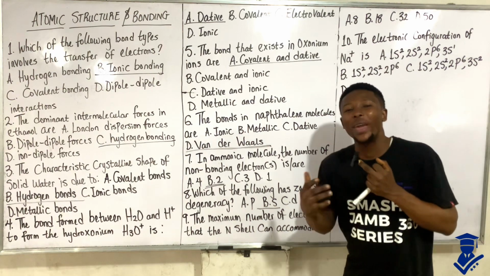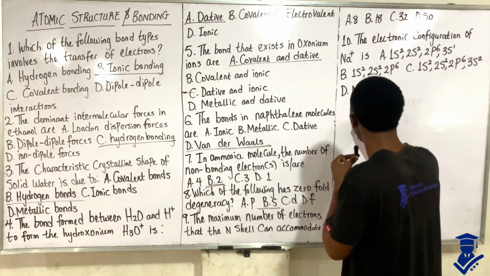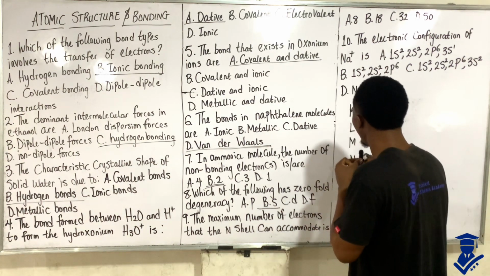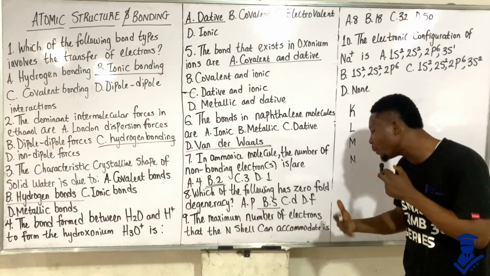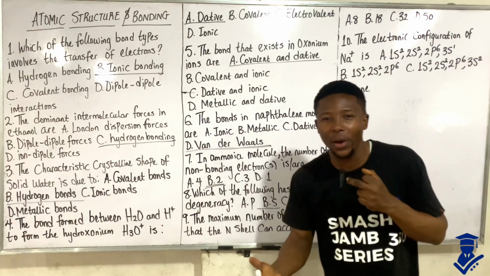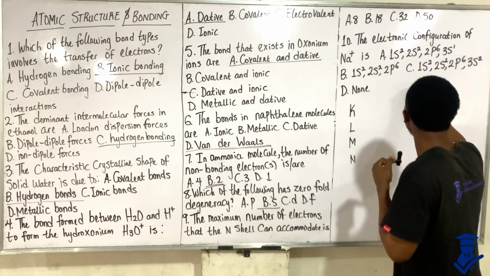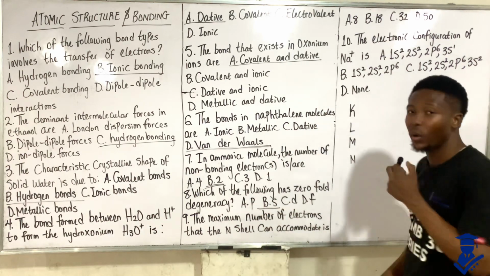Now the next question says the maximum number of electrons that the N shell can accommodate is. Now we have, of course, the K, the L, the M, and then the N shell. Now the formula we use to find the maximum number of electrons that any shell can contain is 2n squared.